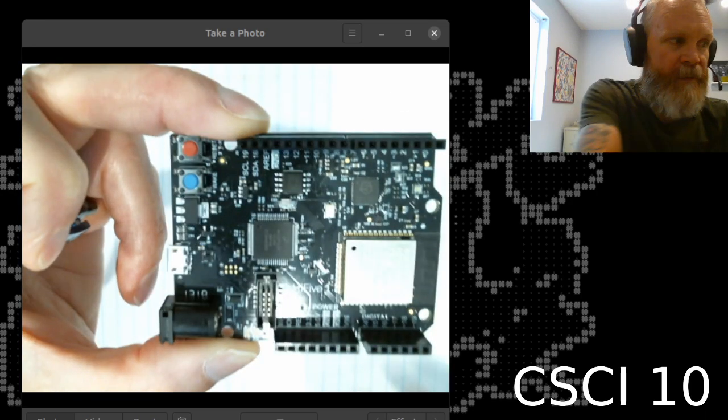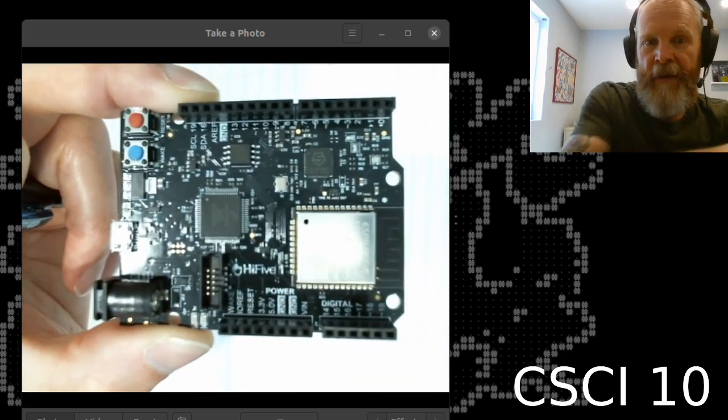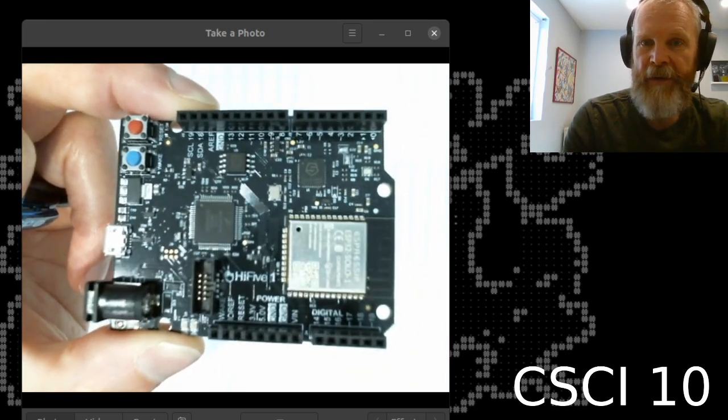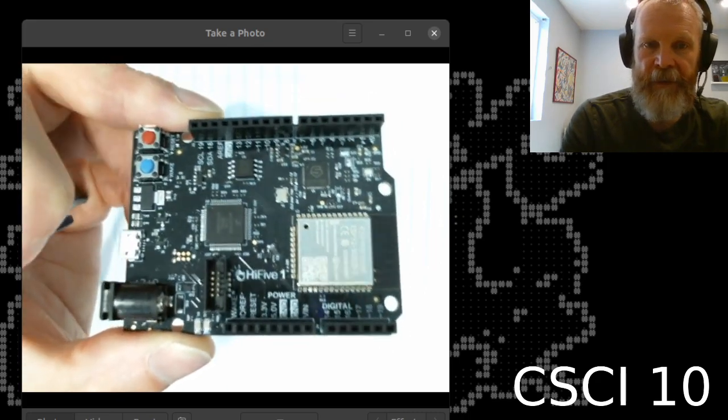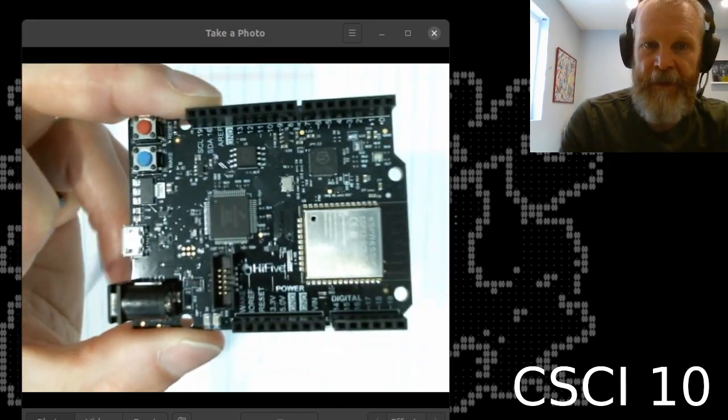This little miniature board, by the way, is called a Hi-5. It's designed for making sort of embedded circuits, like control systems on vehicles and stuff like that. I like doing this kind of programming.